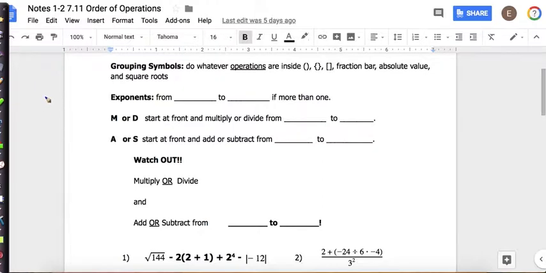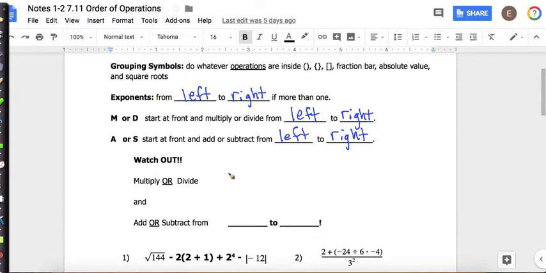Then we look for exponents from left to right if there's more than one. Then we're going to look for multiplication or division. Start at the front and multiply or divide from left to right. And then lastly, we're going to add or subtract. Start at the front and add or subtract from left to right.